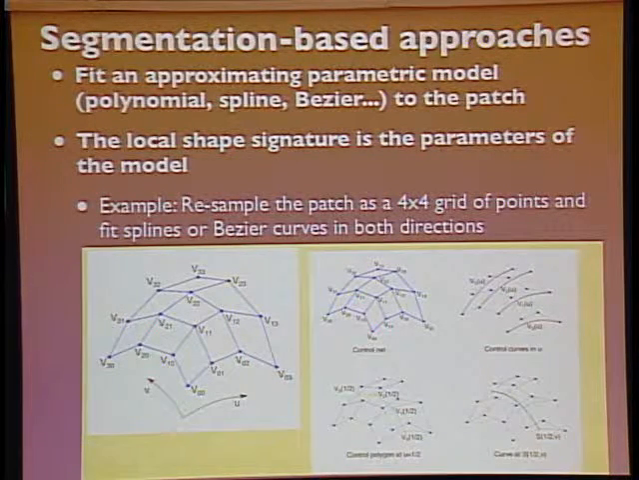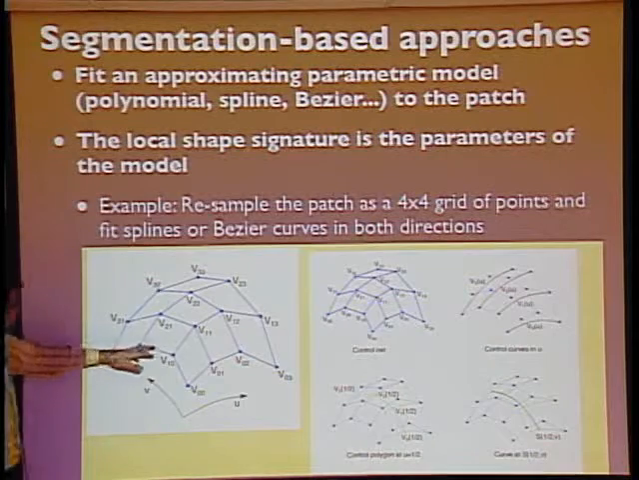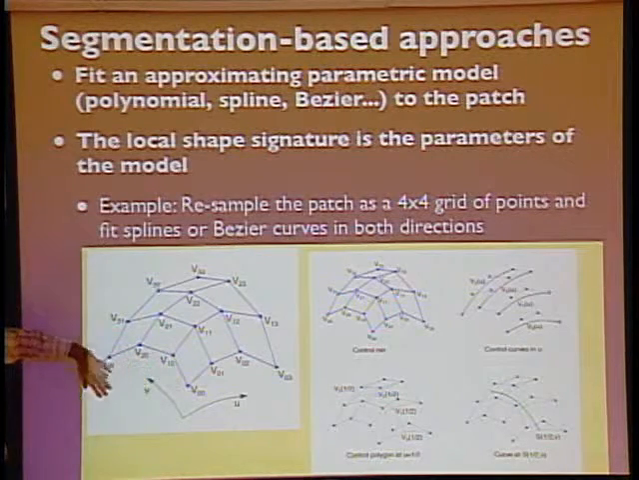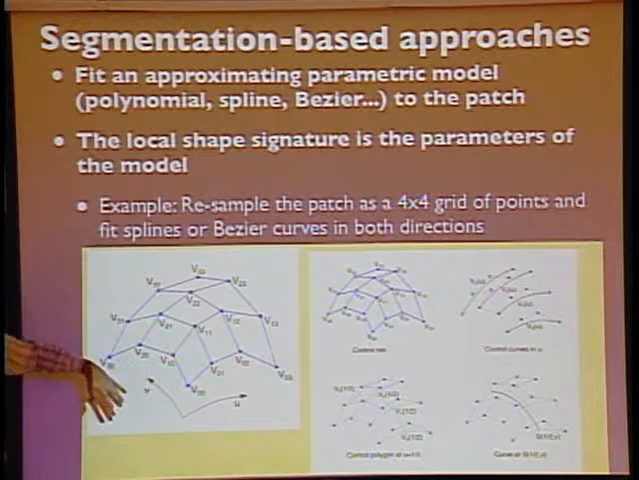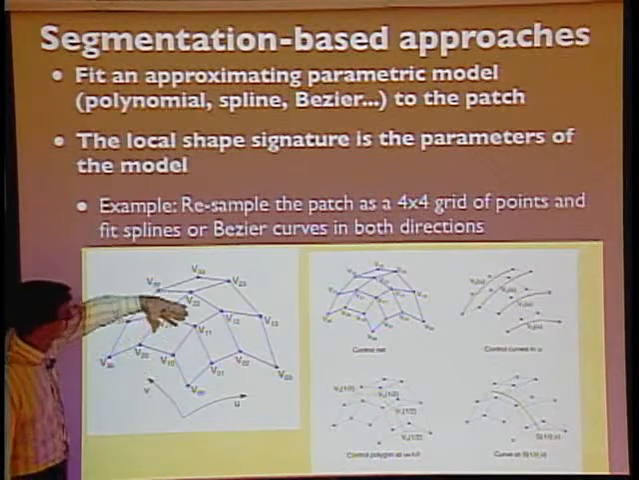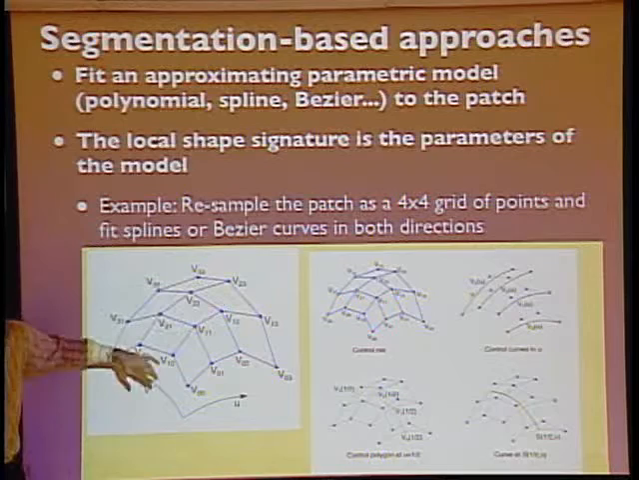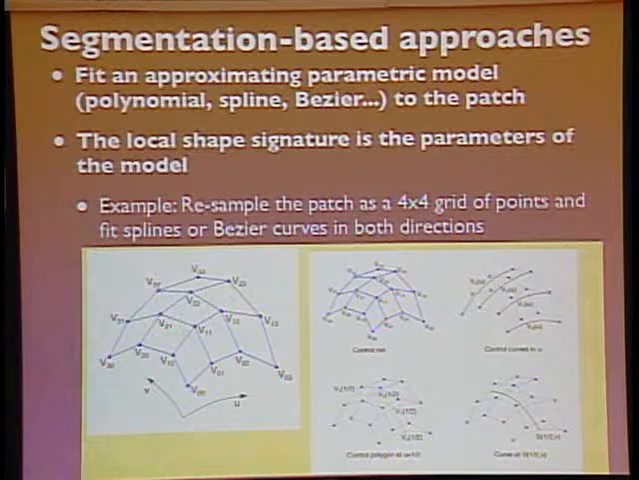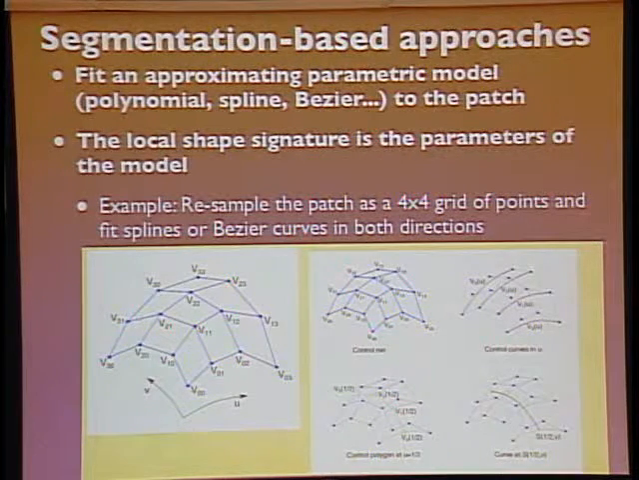Well, similar thing here, where the control points are actually going to be on the surface, and the parameters of your spline equation or of your Bezier curve equation are going to tell you what happens to the surface in between those control points. And the parameters of those spline equations are going to be your shape signature. So this is basically, if you were in statistics, kind of very classical curve fitting, except in 3 dimensions.